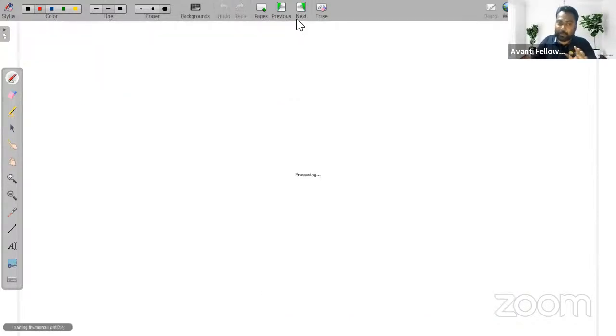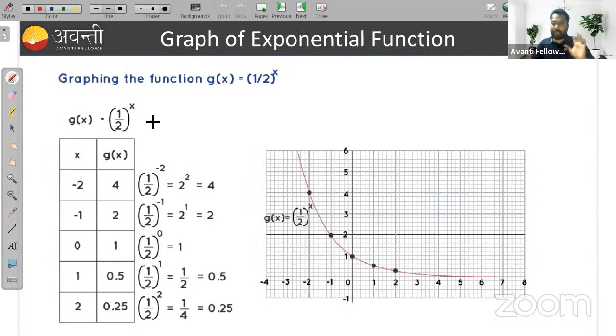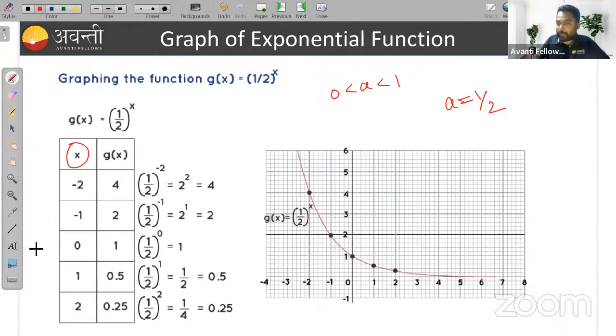Let's see another example. Okay, this is when a is lying between 0 and 1, because here a is given as 1 by 2. That is lying between 0 and 1. Okay? So if it is between 0 and 1, I have taken some values of x and also we are getting some values of y. So what I'm doing, first try to plot all these points in the plane and join all these points. So you will get this function. This is my x-axis.